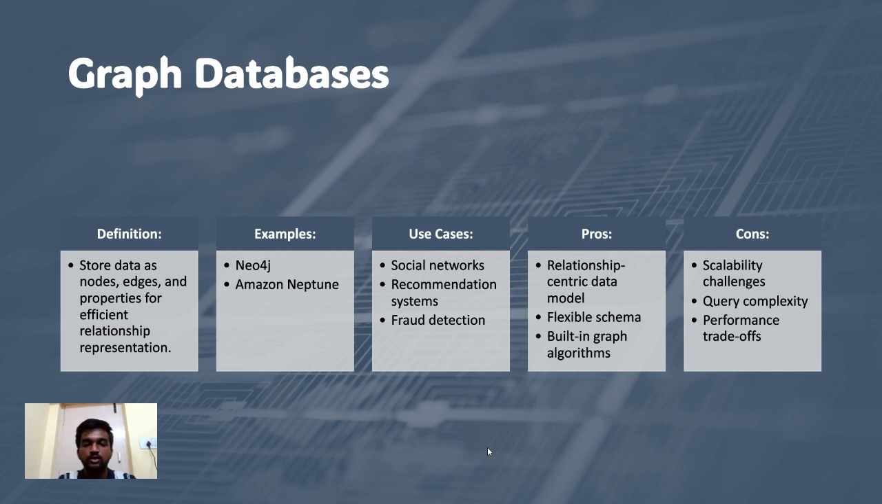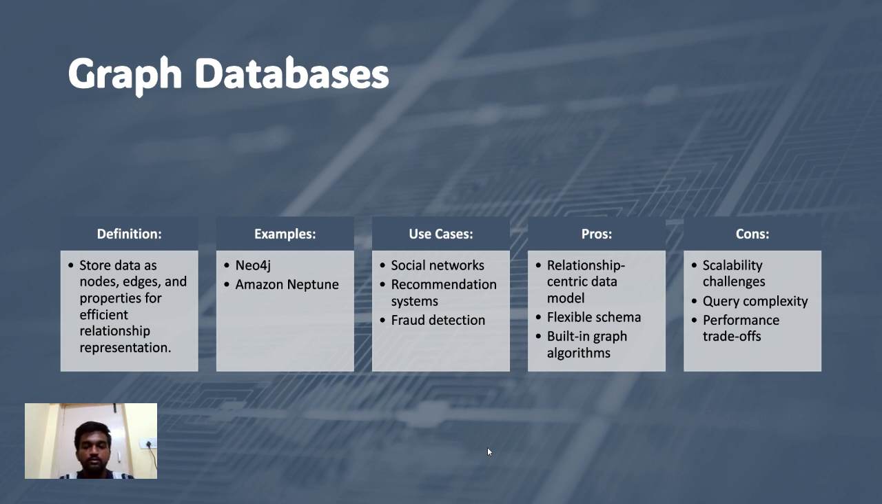A graph database is actually a single server database. It can't be sharded and stored in different servers. So the best use is social networks, because identifying new relationships using this will become very simple. Then recommendation system, analyzing user preferences and behavior to generate personalized recommendations for products. Next is fraud detection, identifying suspicious patterns and relationships in financial transactions or online activities.